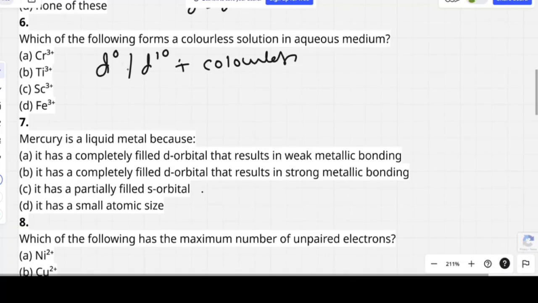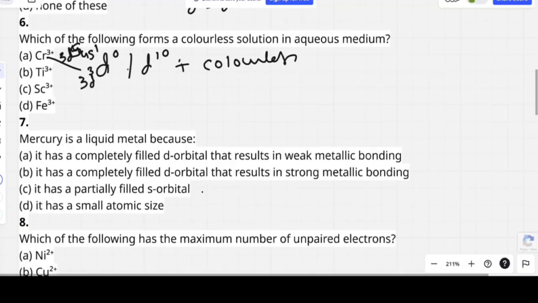So we move to chromium plus 3. Already we know that the atomic number of chromium is 24. It has 3d4 4s2, but it will be converted into 3d5 4s1. For chromium 3 plus, you have to remove 3 electrons here. So chromium 3 plus has 3d3. So it has unpaired d electrons, so it exhibits color.